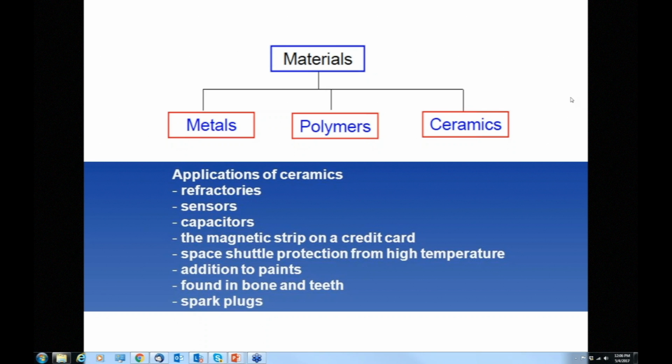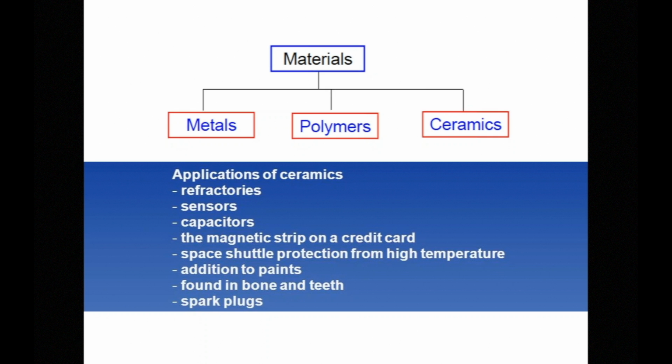Now, with ceramics, there are several applications and terms that you may be familiar with. One is called refractory. Sensors used as dielectric for capacitors, magnetic recording, even in your credit card. Of course, insulation, space shuttle protection for very high temperature, formulation of paints and coatings, and of course what we naturally have in our bone and teeth, and automotive in terms of spark plugs.